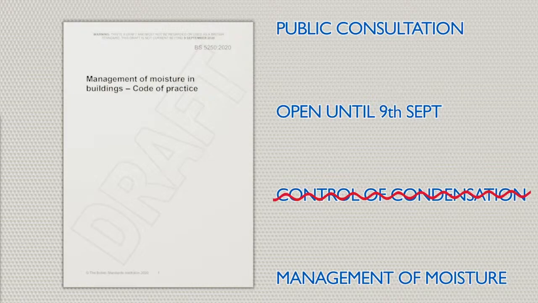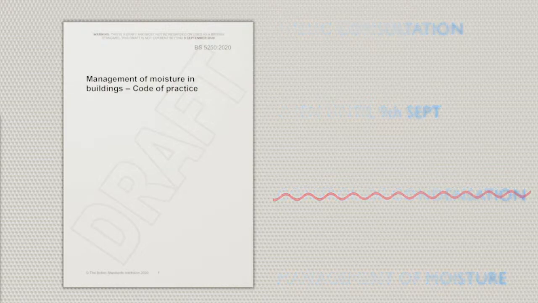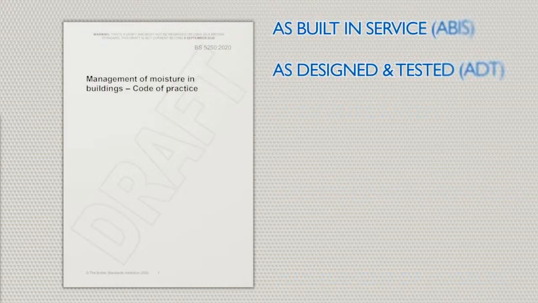BS 5250 defines a lot of the terminology we use, and those definitions are frequently altered with each new update. The first addition in the definitions are the concepts of ABIS and ADT conditions, standing for As Built and in Service and As Designed and Tested, respectively. This is important as there are often significant differences in the performance of the building envelope on paper. Regular viewers of our webinars will have seen this distinction come up a few times, and ensuring the correct materials are used in the correct way is a big part of closing the performance gap.